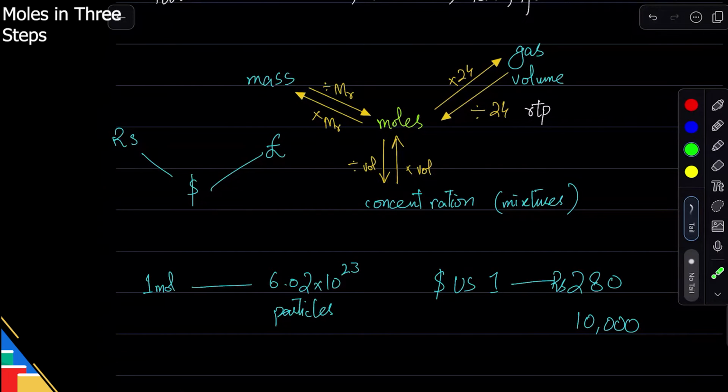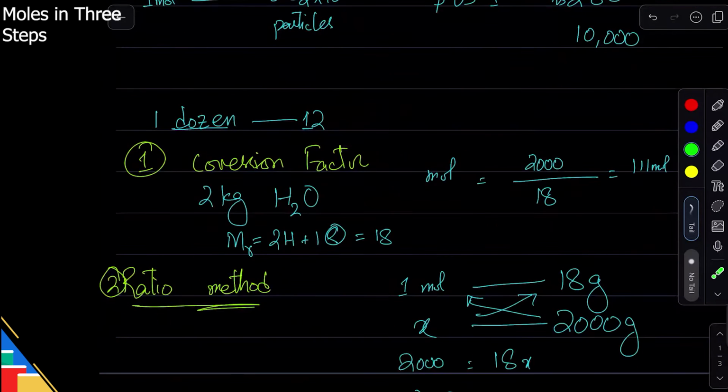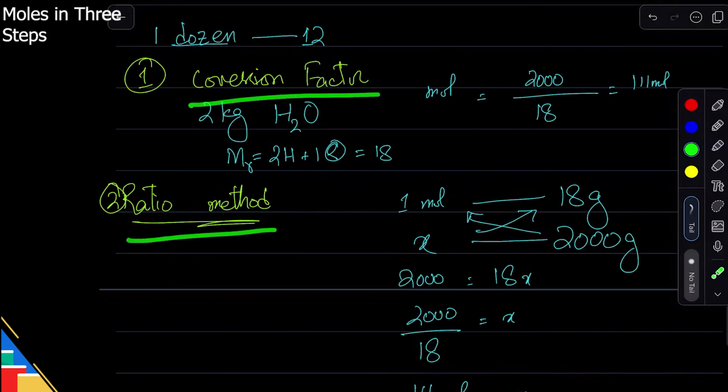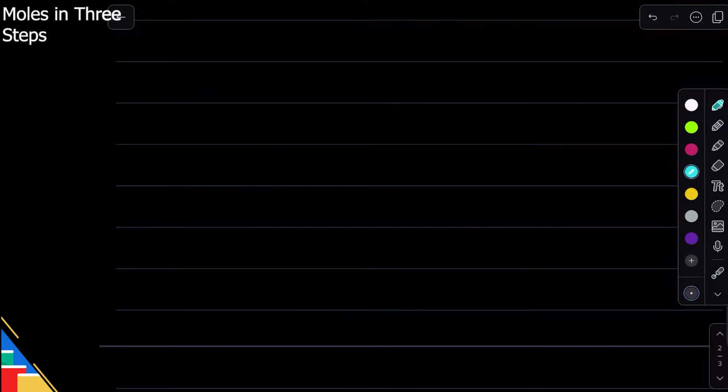Vikram, we are learning how to convert things into moles or back. That's the idea. So we're going with this map that we have. There are 3 methods of doing it: conversion factor, ratio method, and formula. And you can just use any one of those methods. You will always get the correct answer. So I'm going to give you one question, and that is, what is the volume of 1.8 kg steam?